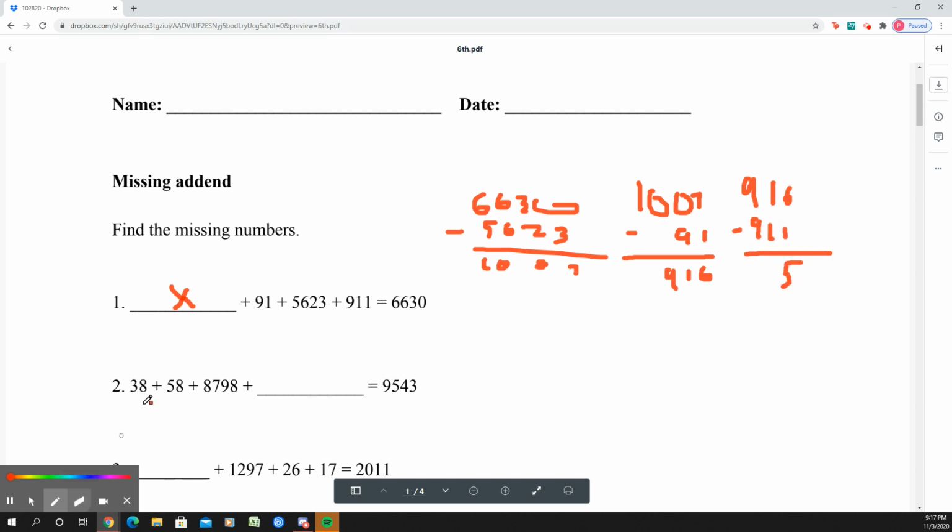So x is 5, which means our missing number is a 5. Okay, and that's basically the gist of this section. We'll do one more and then we'll move on.